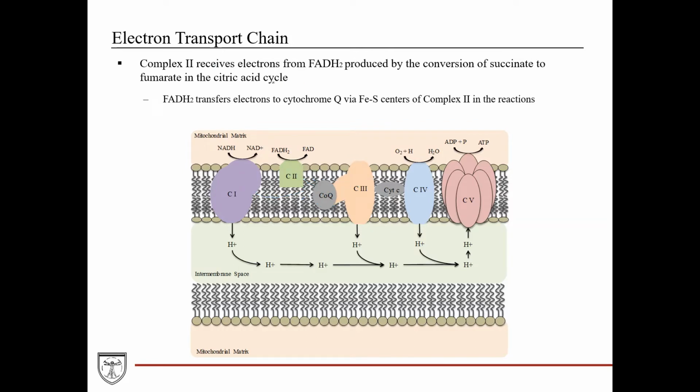Complex 2 receives electrons from FADH2, which again came from the citric acid cycle, produced during the conversion of succinate to fumarate. Now there are two places in the text where we say cytochrome Q. You should cross that out and put coenzyme Q. So FADH2 transfers electrons to coenzyme Q via iron-sulfur centers of complex 2. In here, the electrons get transferred to these iron-sulfur centers, which then transfer to coenzyme Q here.